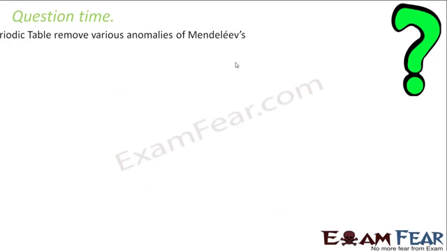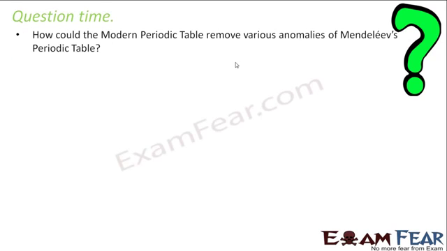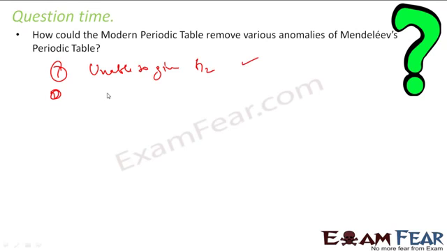Now it's question time. How could the modern periodic table remove various anomalies of Mendeleev's periodic table? See, first, Mendeleev's periodic table was unable to give hydrogen a place. This was cleared by our modern periodic table.